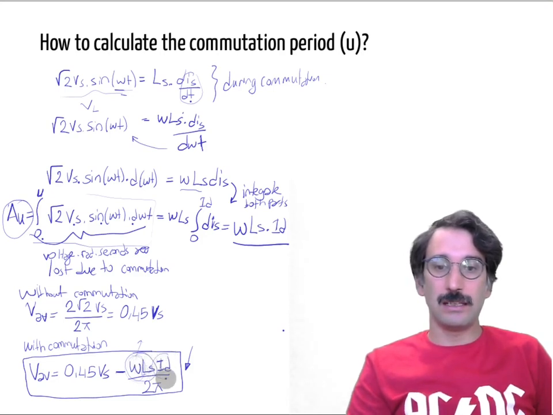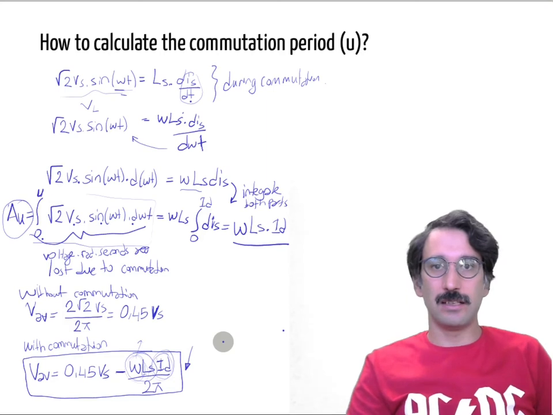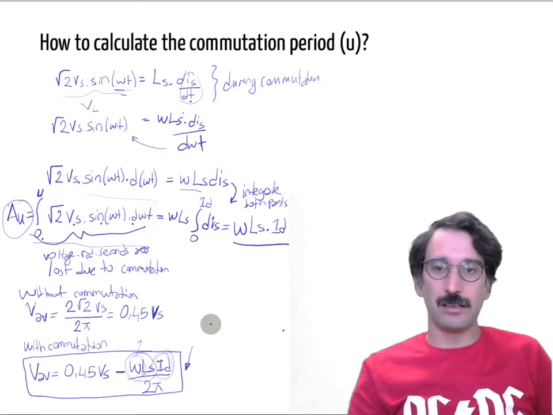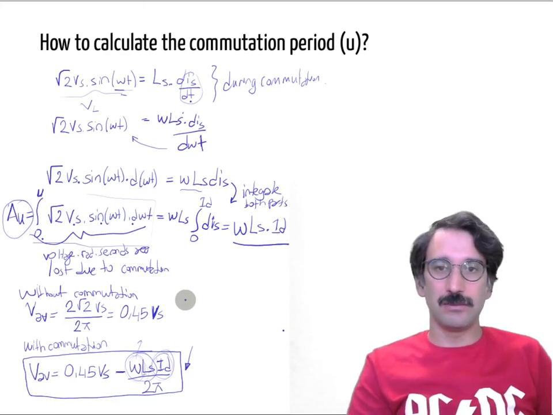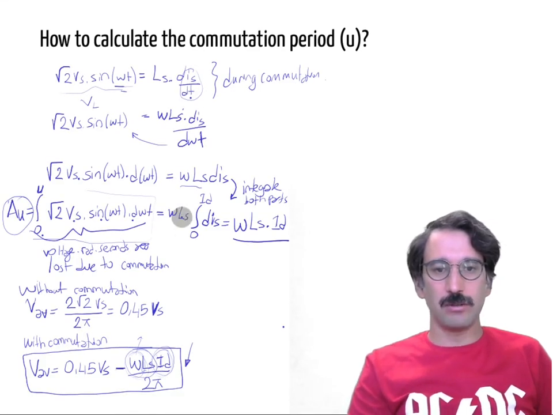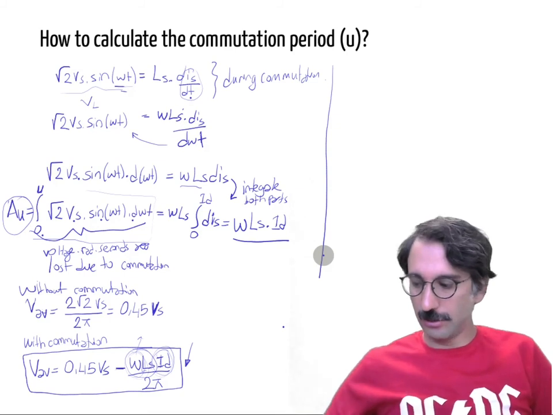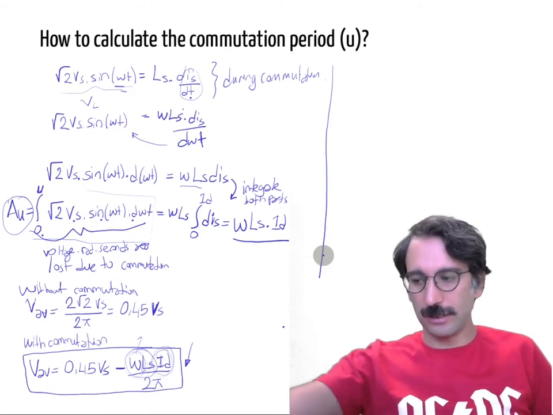And the commutation also gets to be a bigger problem if the current gets larger and larger. Maybe it is not a problem for a 10 amp rectifier, but if you are designing a 1000 amps rectifier, then it will be a more problematic case. So how can we calculate the period u? Let me try to calculate it here.